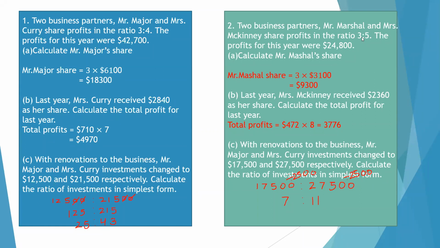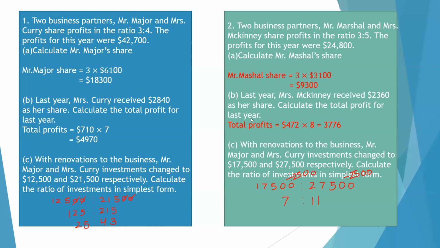Very good. And that gives us 3,100. So then to find the equal parts for Mr. Marshall's share, we multiply 3 times 3,100 because he has 3 equal parts, and that gives us 9,300. Very good. It says B, last year Mrs. McKinney received $2,360 as her share. Calculate the total profit for last year.